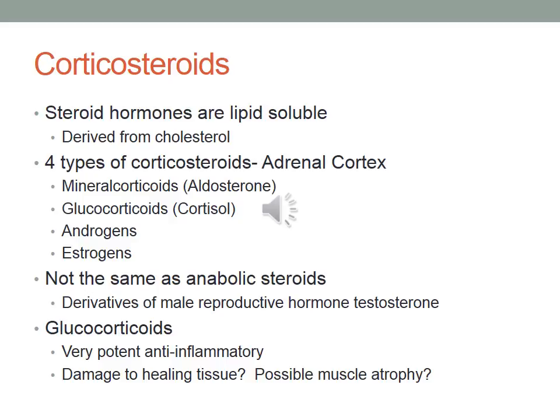So your glucocorticoids are very potent anti-inflammatory medications. They, however, at the same time, can limit the healing of tissue and also possibly cause muscle atrophy. So we'll talk about the benefits and drawbacks of utilizing glucocorticoids as a way of treating inflammation.